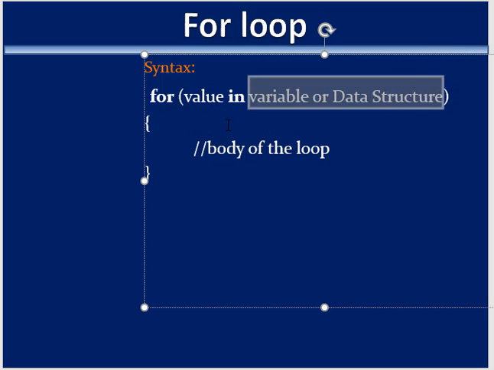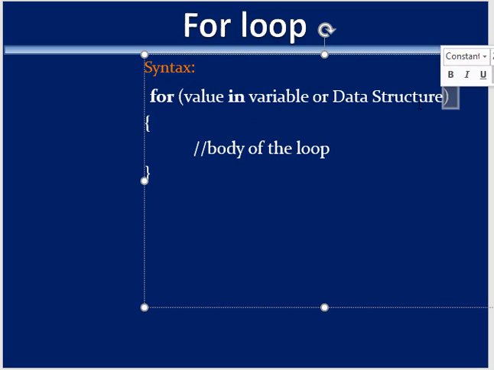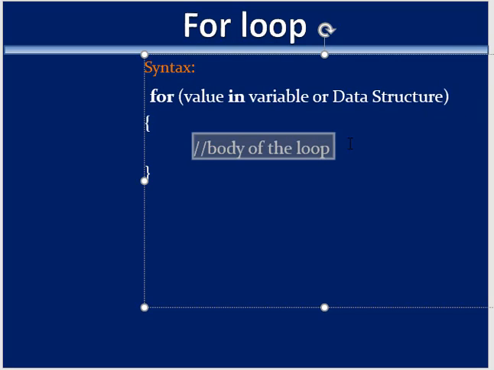After closing the parenthesis, we will write the set of statements in the open and closed curly braces. That is going to be the body of the loop. So this is the syntax of the for loop.